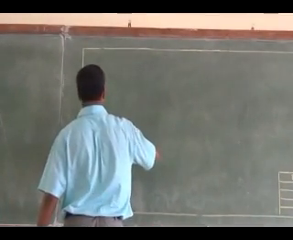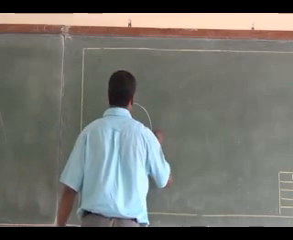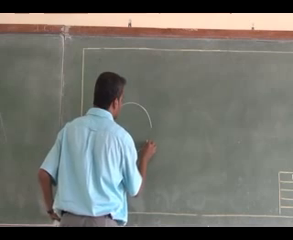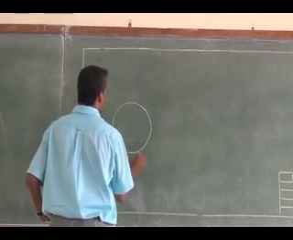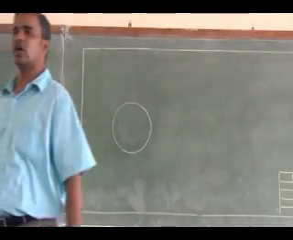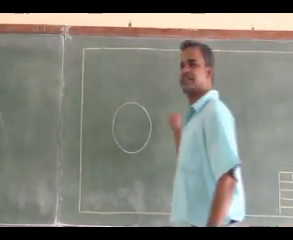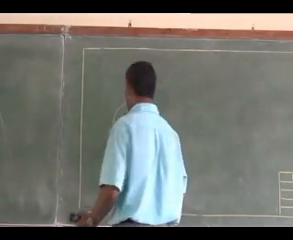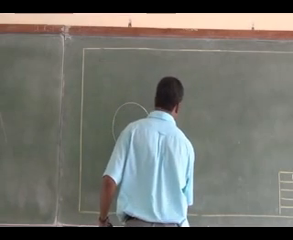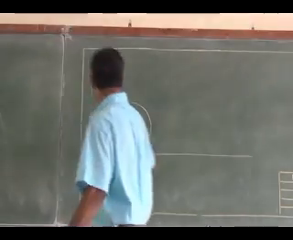I have to draw a circle of 50 mm diameter. For one convolution, the cycloidal curve needs the circle to travel a distance of 2 pi r, that is pi d, the circumference of the circle, on the straight line. So from here, draw a horizontal line, a straight line, to a distance of pi d.